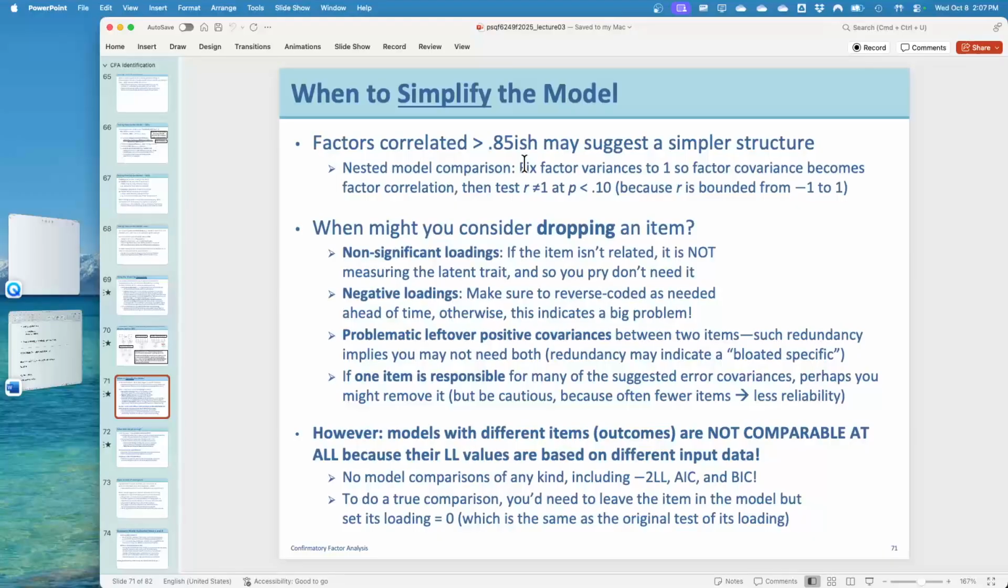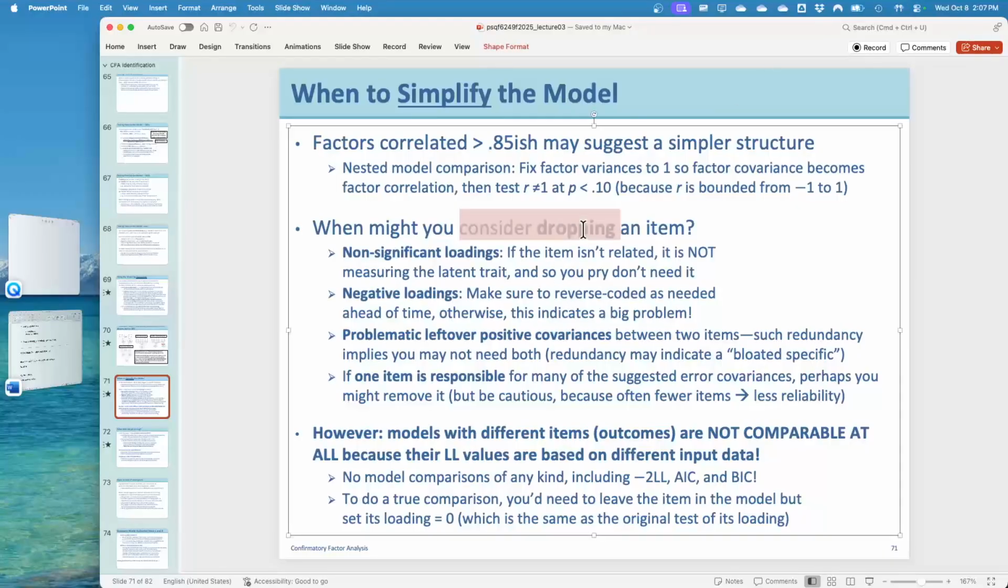The other thing you may end up choosing to do is remove items altogether. And this is what the focus of the homework is. Take items out of the analysis. When would you do that? Non-significant loadings. Believe it or not, that rarely happens for unidimensional items. I know it sounds weird. It can happen, but in practice, finding a zero loading is difficult. But yes, you can take that loading out.